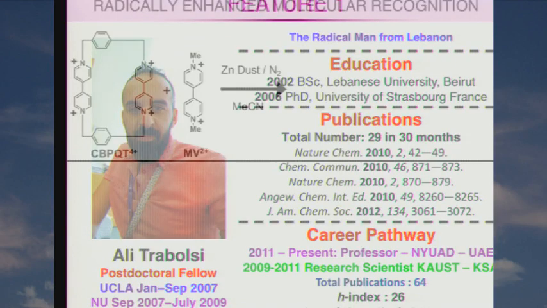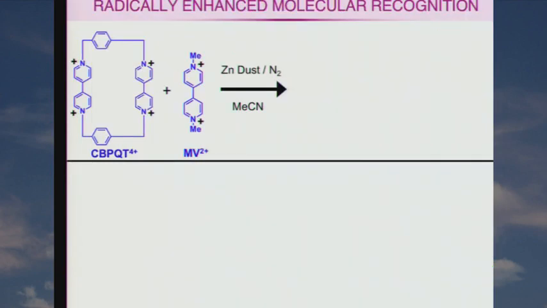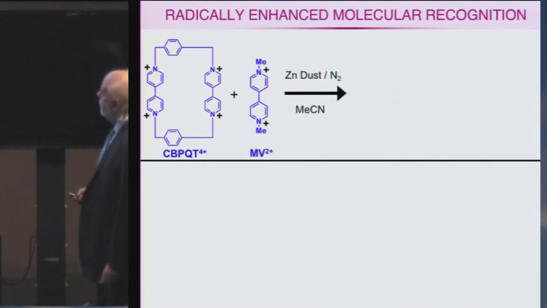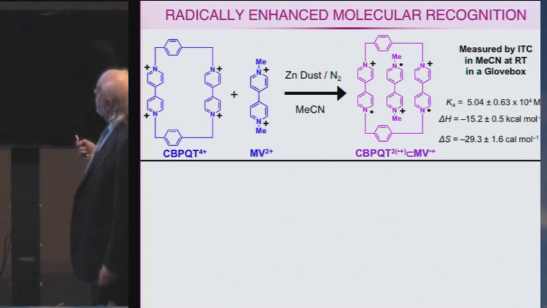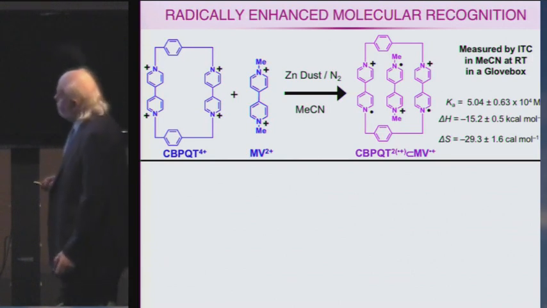Because it was he who said, if I take methyl viologen and our much lauded little blue box, and reduce them, Ali said, with something like zinc dust, in an inert atmosphere in acetonitrile, what would happen? And it was amazing. He gets a very, very strong one-to-one complex expressed by these physical constants here, so a good substantial stability constant, obviously enthalpically driven against the loss of entropy.